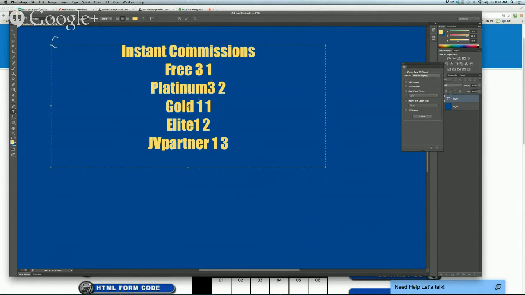Now, I want to show you something here, and this is where you really want to think about upgrading. I think today platinum is generally around the $25 price on most of them, and gold is I think $47, and the elite is like $67, and JV partners like $97. All right, you see here now.